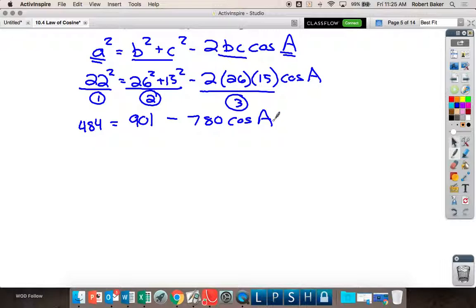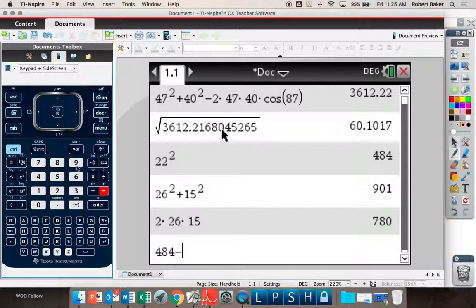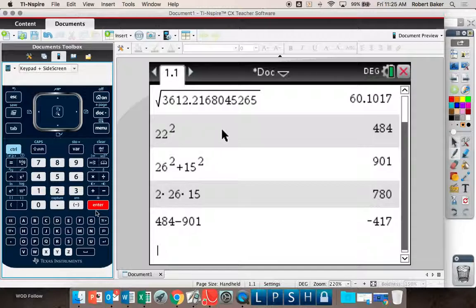So what do you do next if you have number minus nonsense? You subtract them from each other. Subtract which one? What is our ultimate goal here? Let me take a step back. Our ultimate goal is to isolate the cosine of A. So to isolate cosine of A, I need to subtract 901 from both sides. So 484 minus 901 is negative 417.